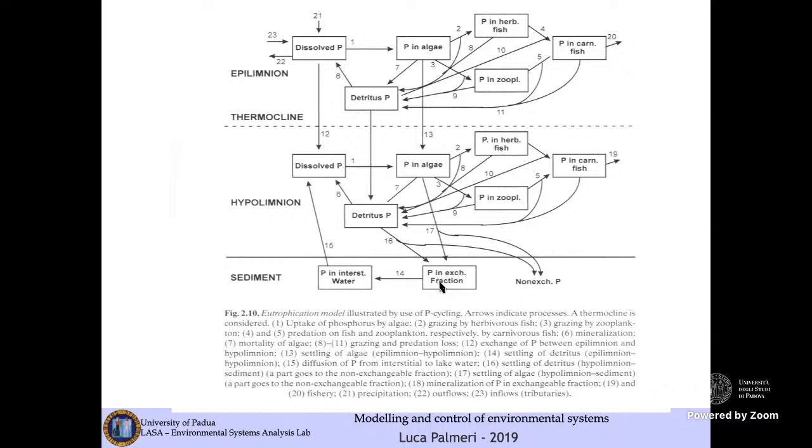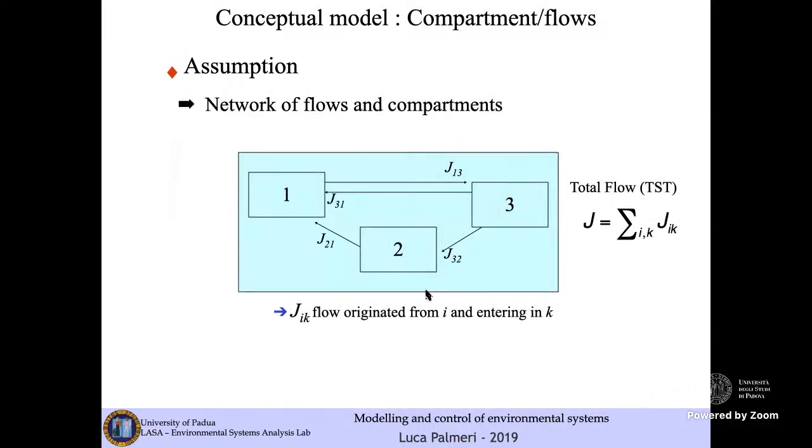Exchanges of phosphorus from the phosphorus fraction contained in algae into phosphorus contained in interstitial waters. So these are exchanges that move material between the different parts of the system, the ecosystem I'm modeling. I remind you that I'm focusing here on a lake model.